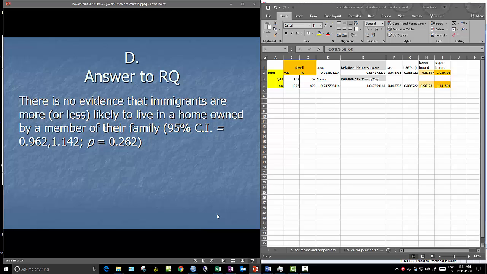So what's the answer to the research question? There's no evidence that immigrants are more or less likely to live in a home owned by a member of their family. And I give the numbers. And remember that the confidence interval is much more meaningful because it's dealing with practical significance, not just statistical. P equals 0.262. Okay. But the confidence interval tells us a lot more once you get a good feel for the relative risk.